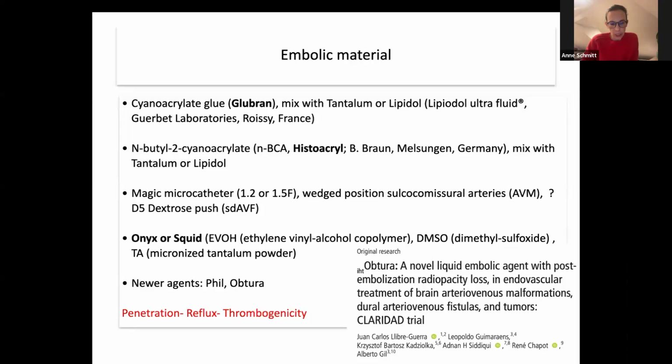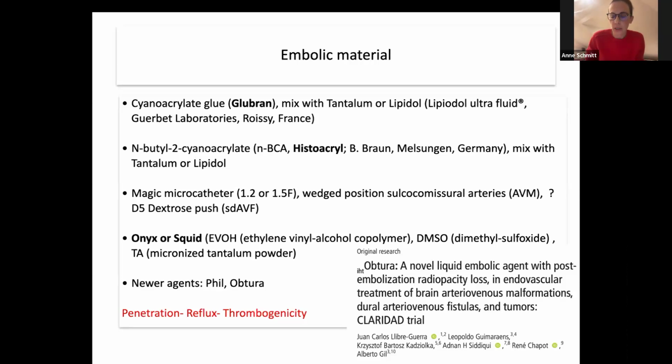The glue would be delivered through a magic microcatheter, which is indeed very, very small. For AVMs, it's very important that you have the catheter in a wedged position in the sulcocommissural arteries, because you can't really afford any reflux into the ASA.